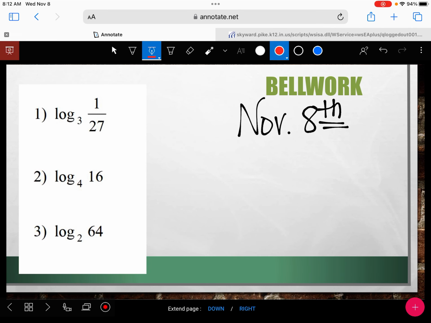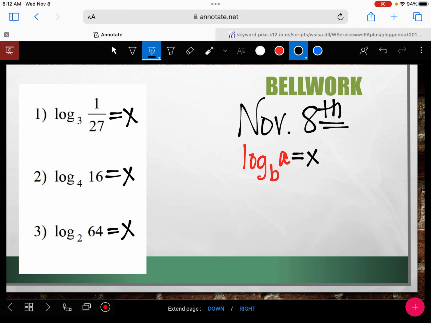So remember, the rule says if you have log base of an answer, you can always set it equal to something. You can always add that equal X or equal E or equal whatever. But if you have log base of an answer equals X, then what you're really asking is the base to what exponent is going to give you your answer. So you're solving for exponents. A logarithm is asking you to find the exponent. So take about 60 seconds and find those 3 exponents. And then we'll get started with 5.5.